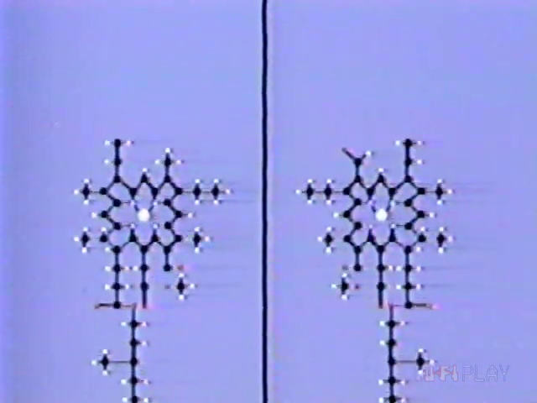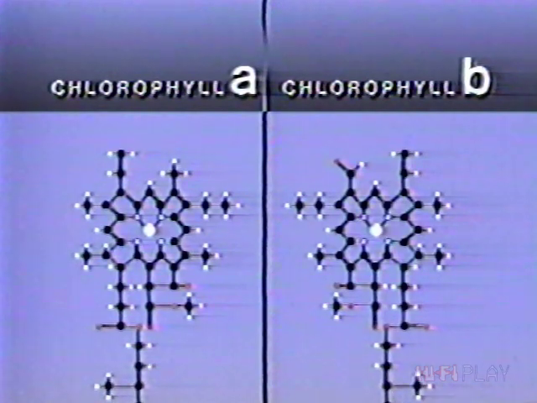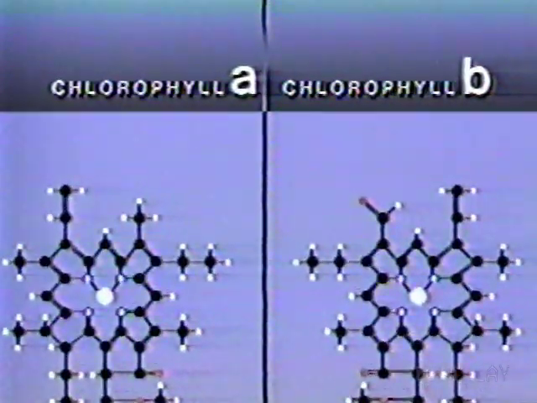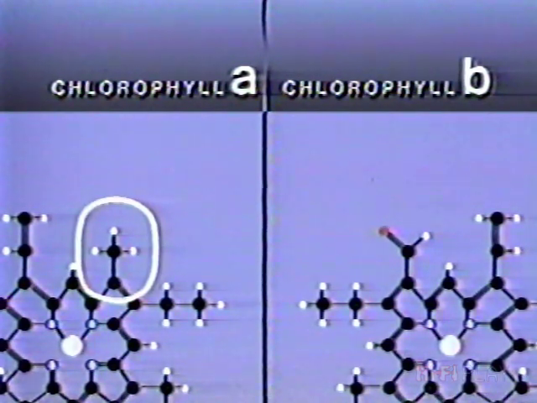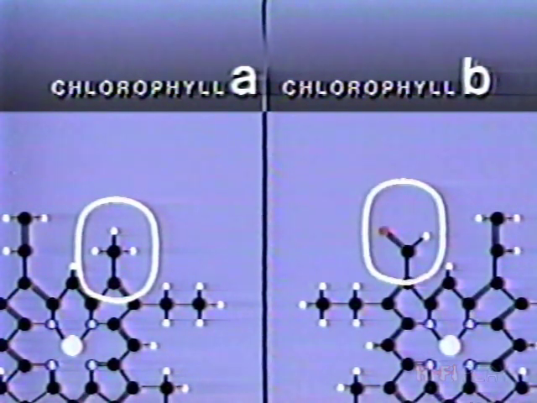It is chiefly the pigment chlorophyll that reflects green wavelengths and absorbs red and violet wavelengths. In fact, two different forms of chlorophyll play an important role in photosynthesis, with chlorophyll A being the more important of the two. The only structural difference between them is that this CH3 group in chlorophyll A is replaced by COH in chlorophyll B.